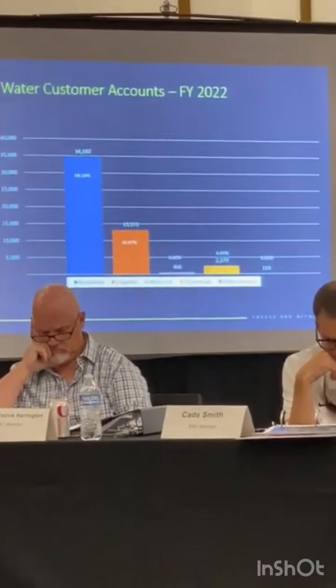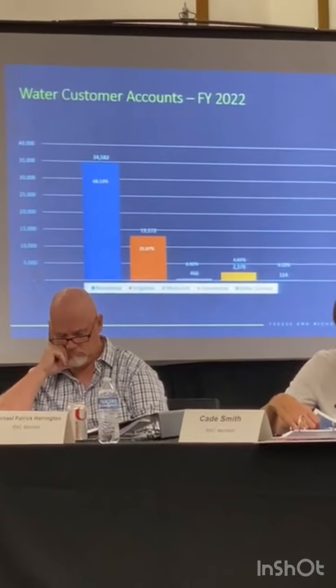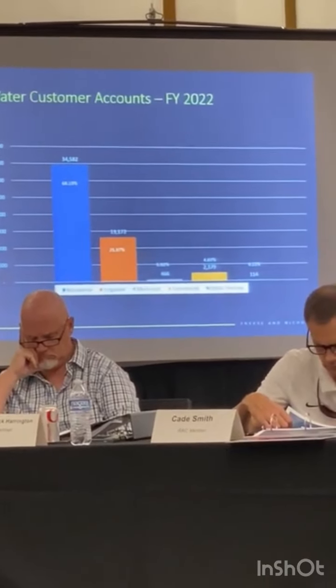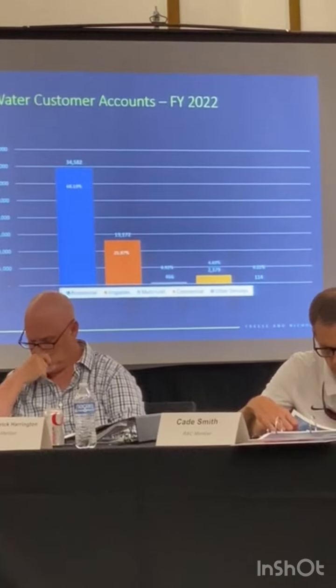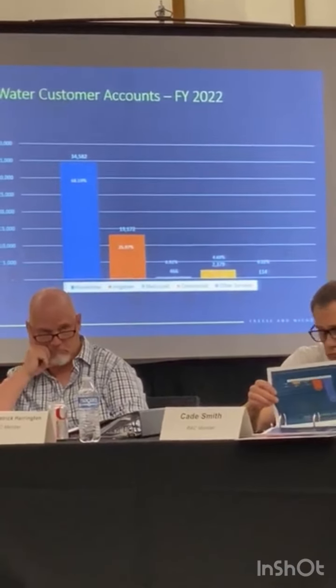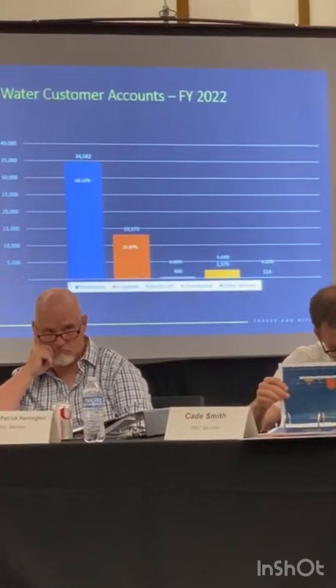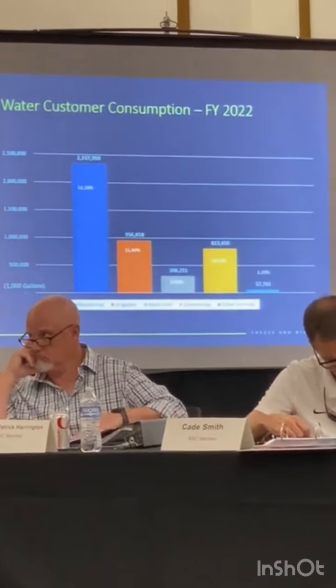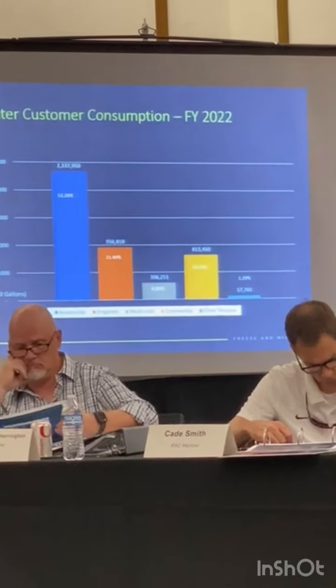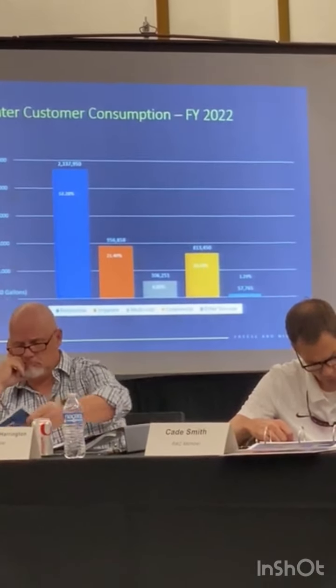Here we've laid out, to give you an idea, the number of customers, the consumption, what they use, and the revenue they produce. You see residential, irrigation, multi-use commercial, and other services. By far, from a customer account standpoint, residential carries the load as far as number of customers on your system. Not surprisingly, they use most of it. So it just falls right in place there.